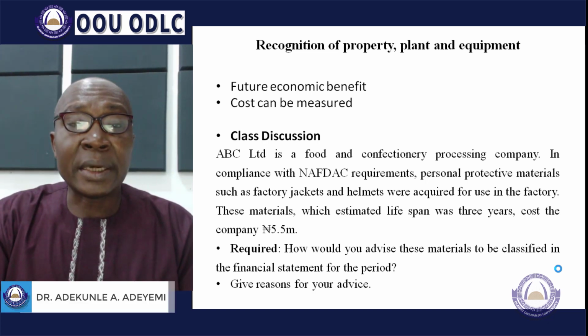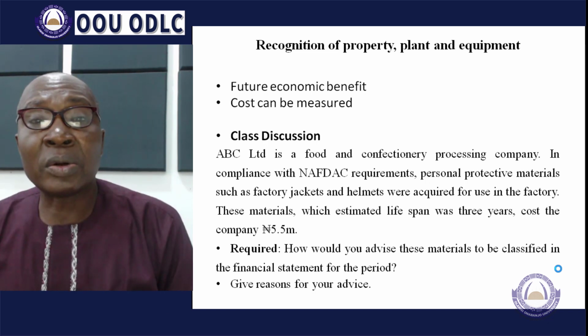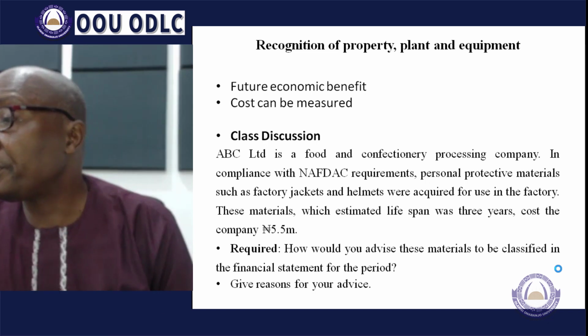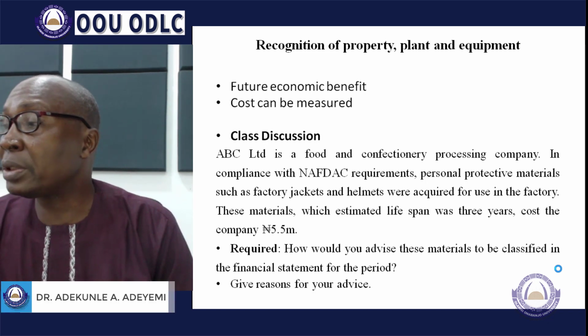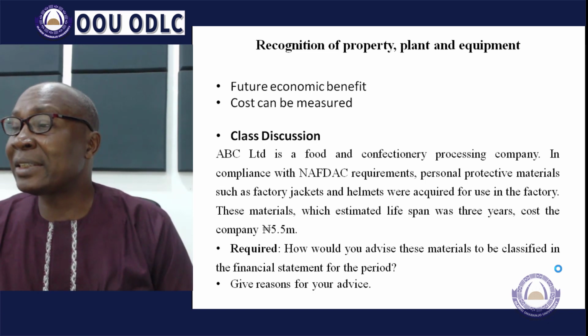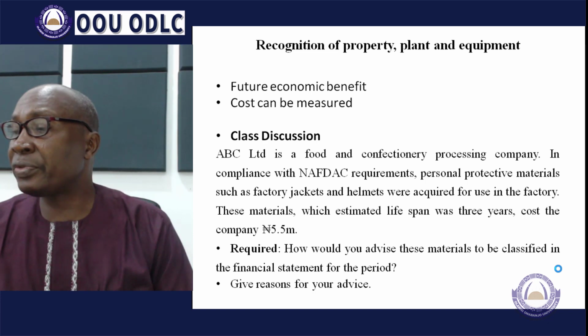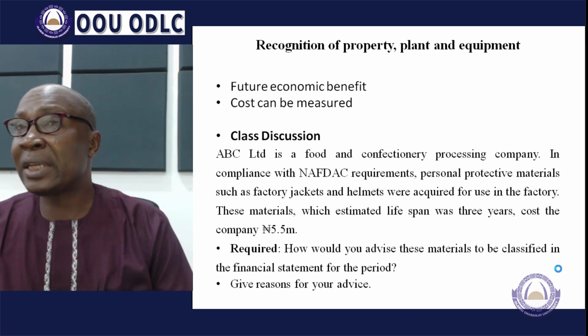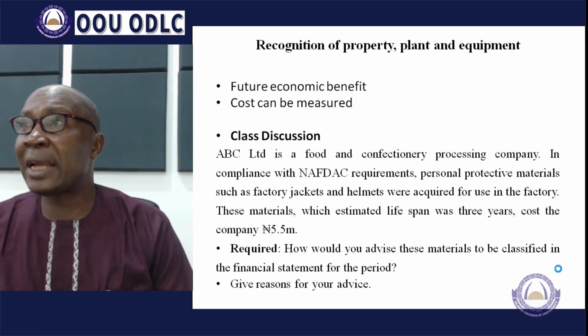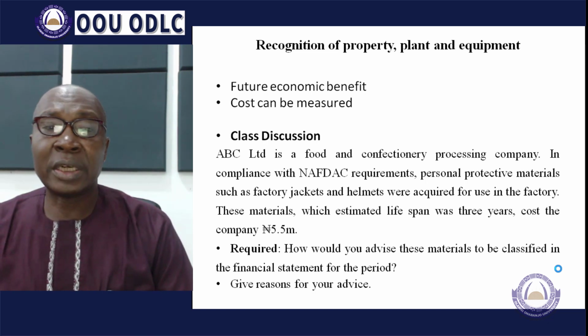The recognition criteria for PPE. IAS 16 says that an item of property, plant and equipment should be recognized as an asset if and only if: A. It is probable that future economic benefits associated with it will flow to the entity concerned, and B. The cost related to the item can be measured reliably.